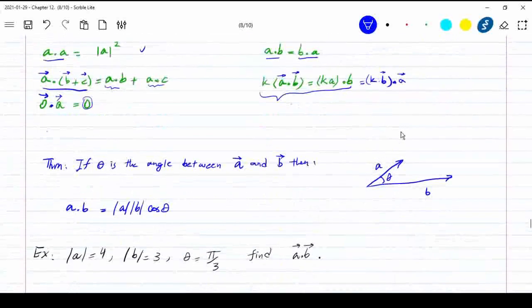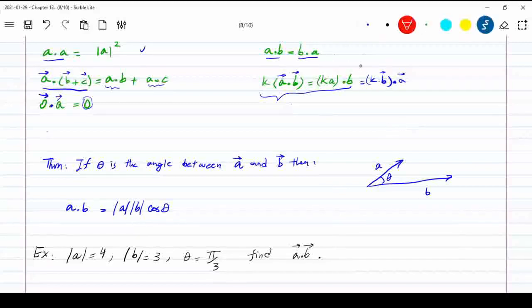Okay, let's look at this theorem. If theta is the angle between a and b, and let's assume a and b are two vectors that can be in 2 dimensions or 3 dimensions, then the dot product of a with b is basically the product of their magnitudes multiplied by the cosine of the angle between them. This can be proven through the law of cosines. So here, if you connect vectors a and b, this vector is basically b minus a.